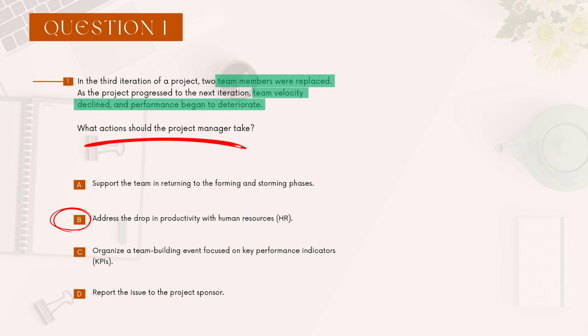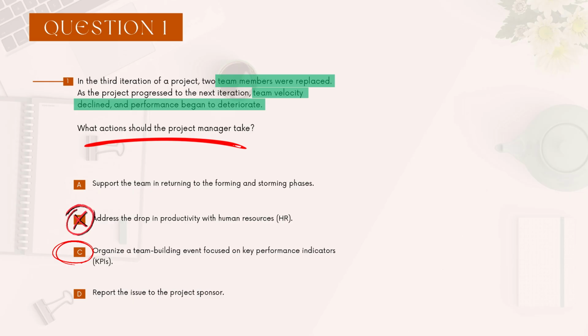Let's move on. B, address the drop in productivity with human resources. Addressing some sort of issue with a department or with another person when the question clearly does not involve them is something that you don't want to do. This is like escalating the issue. This is principle number 8. We want to eliminate B right off the bat.